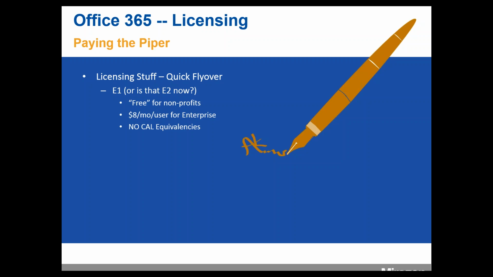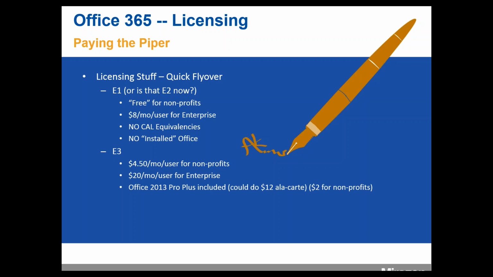This doesn't give you any CALs. It doesn't give you Office, the actual Office installed product on your computer. This is a way for you to take advantage of Exchange Online. You can move yourself up to E3. E3 for a nonprofit is $4.50 a month per user. For a typical enterprise, it's $20 a month per user. You can see here that nonprofits are very well liked and taken care of by Microsoft.